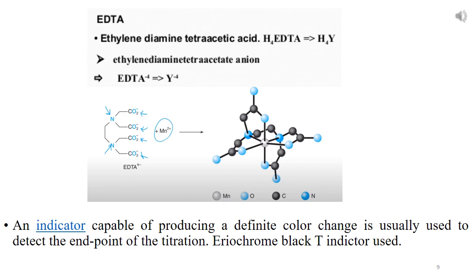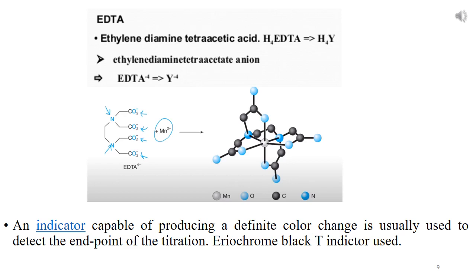EDTA is hexadecanate when its four carboxylates are in anionic form, and they can combine with the metal. So competition of the metal ion with protons dictates that the solution must be well buffered. A proper pH should be maintained for the complexation of EDTA with metal ions. We can also call these kinds of titrations, complexometric titrations, EDTA titrations.